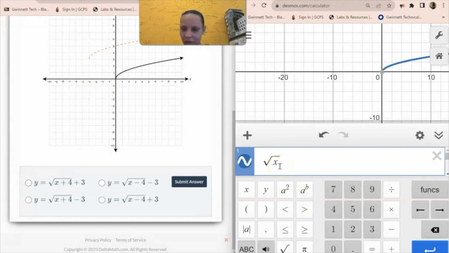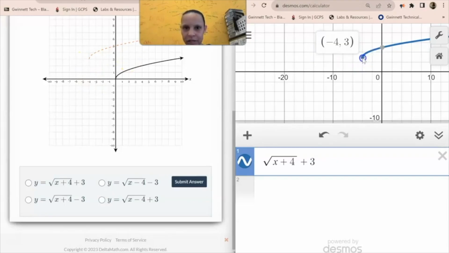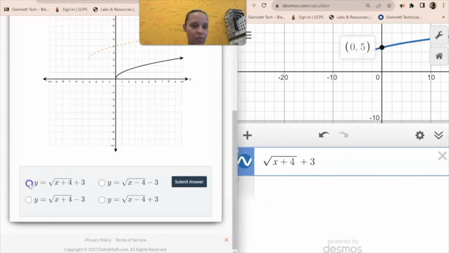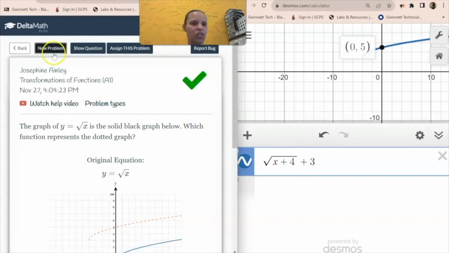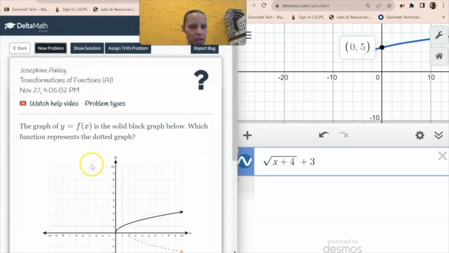So we've got x plus 4, and then you come outside. Make sure you come outside, plus 3. And does it look like this? So this point is at -4, 3. Is this -4, 3? Yes, it is. And does it cross the y-intercept at 5? Yes, it does. So it just so happens the very first one I tried is the answer. And so you're just going to hit submit. All right. So you're just matching it up because now you're using a calculator. It doesn't matter what the question is.